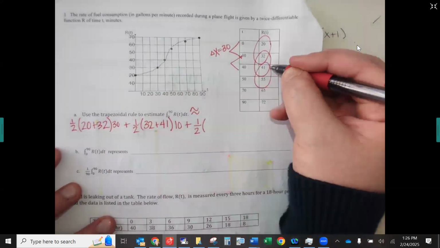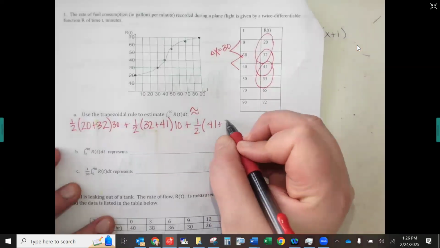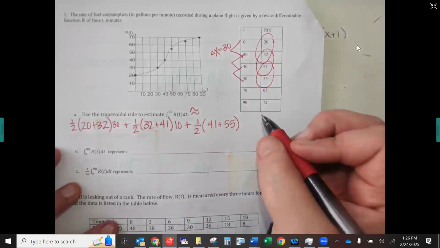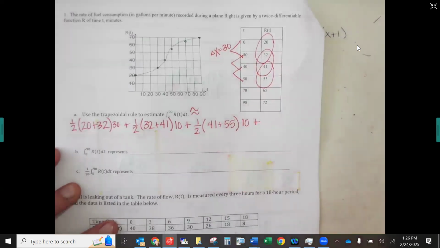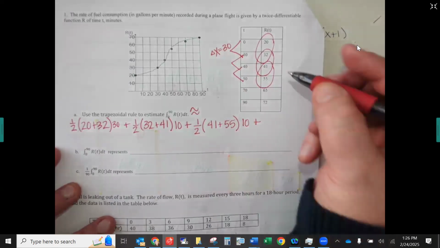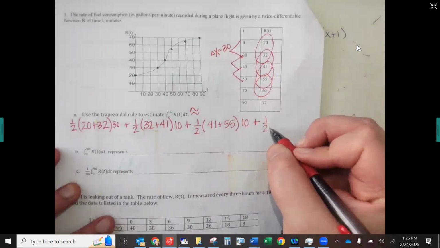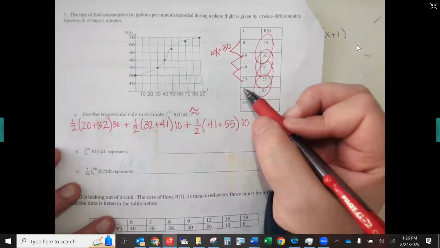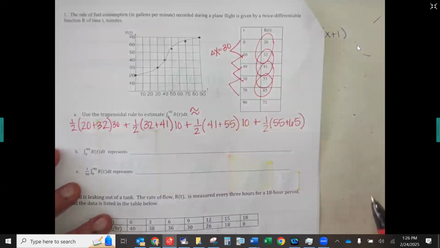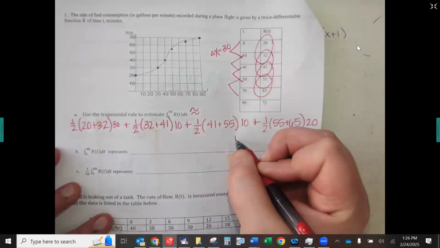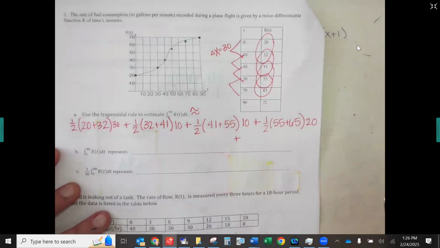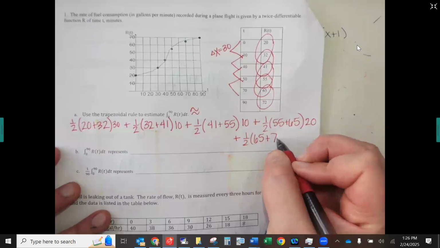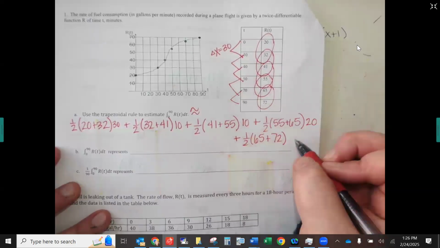Now I'm doing 41 plus 55. And then the distance between their x's from 40 to 50 is 10. Okay, next one. I'm doing 55 and 65. And then what is their width between their corresponding x values? 20. Very good. One more trapezoid left. 65 and 72. And then the distance between their x's would be.